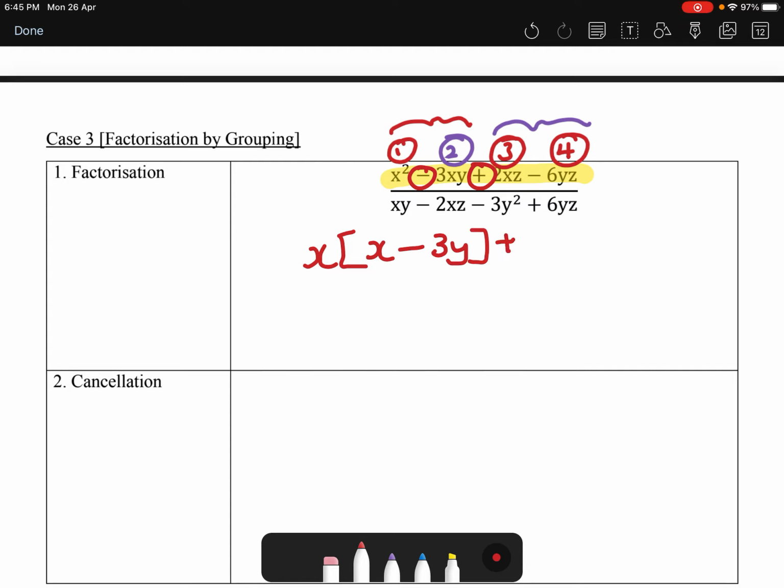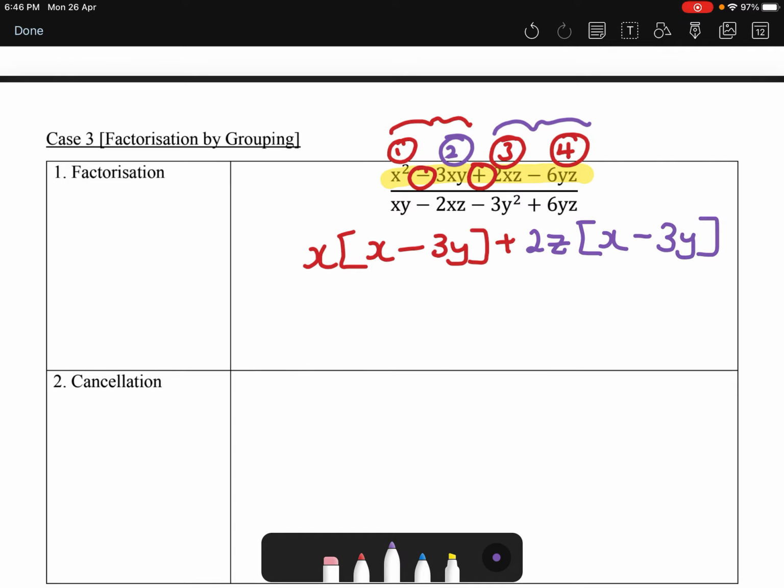Now we go to the third and fourth term. What is common between the third and fourth term? It's just 2 and z, right? 2z. Okay, so I take out 2z. For the third term, 2xz, I take out 2z. What is left? Left is only x. For the last term, which is the fourth term, negative 6yz, I take out 2z. Left is 3y.